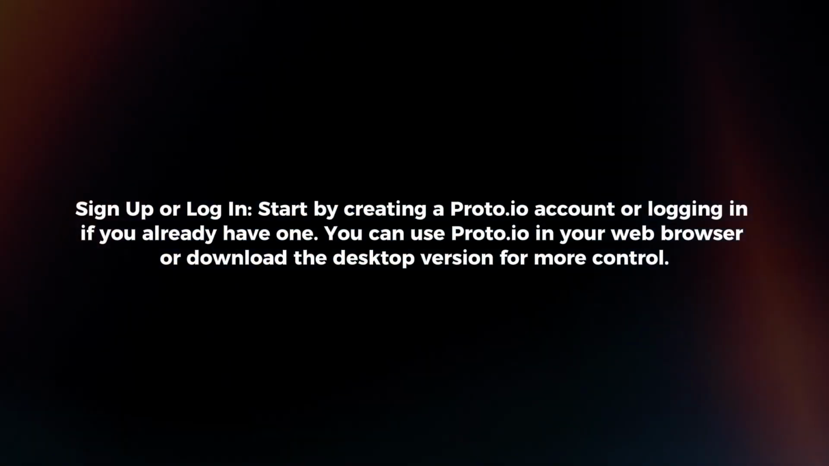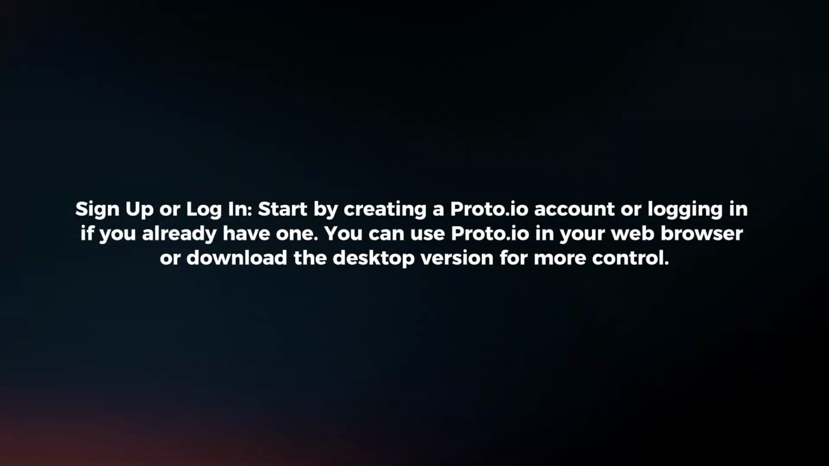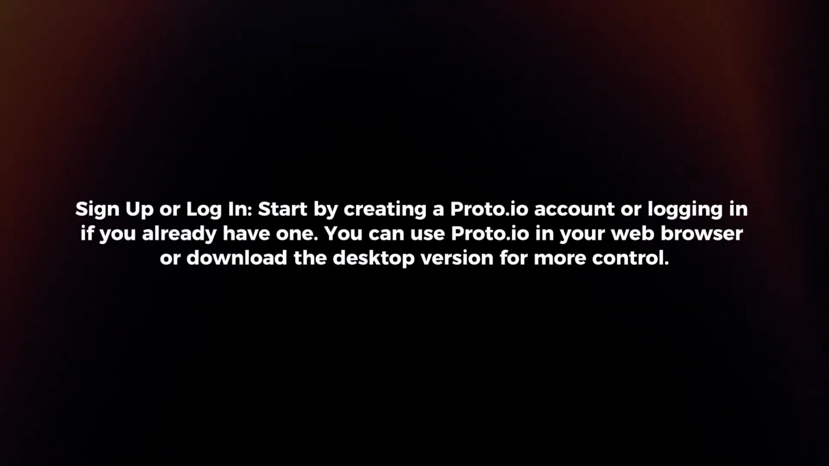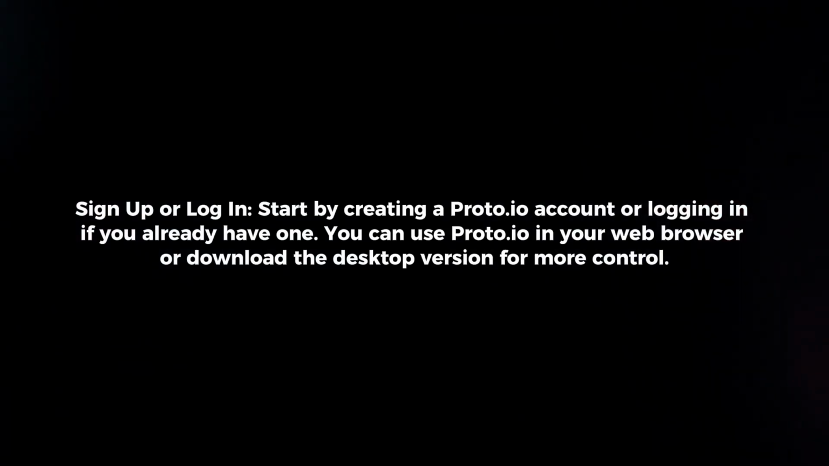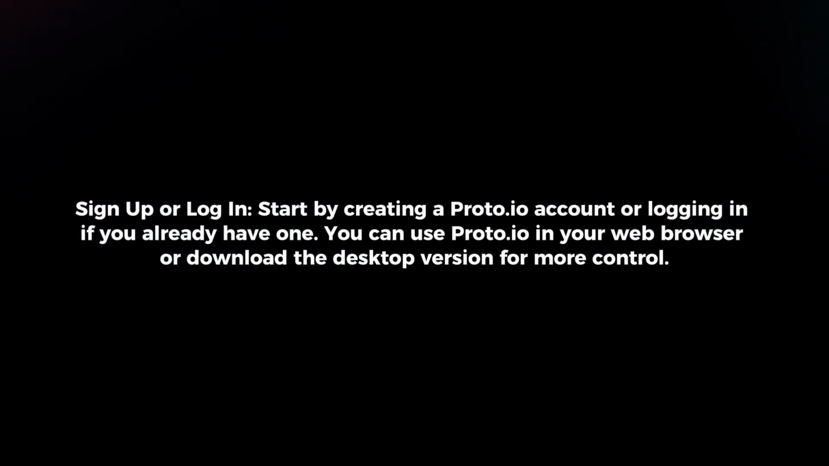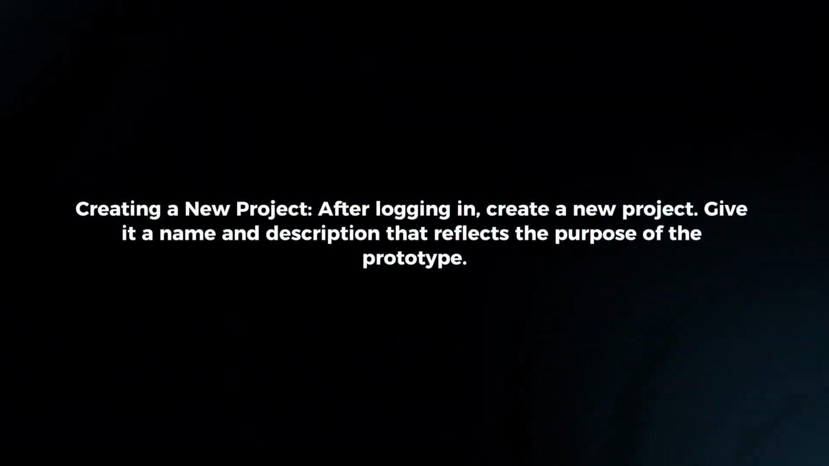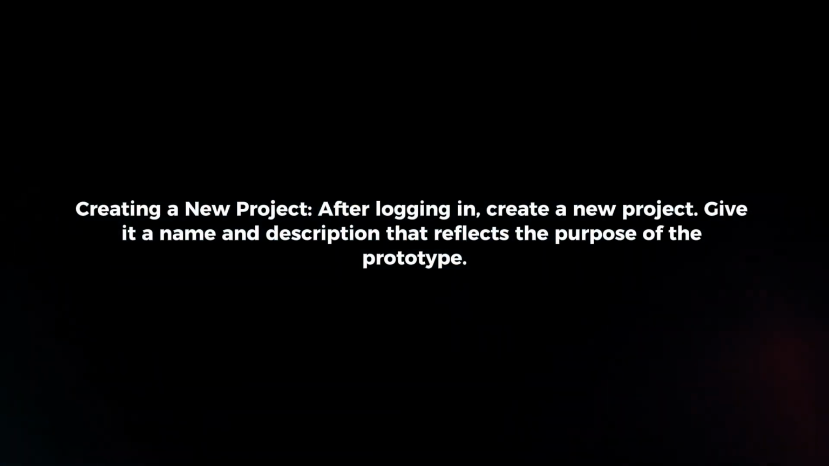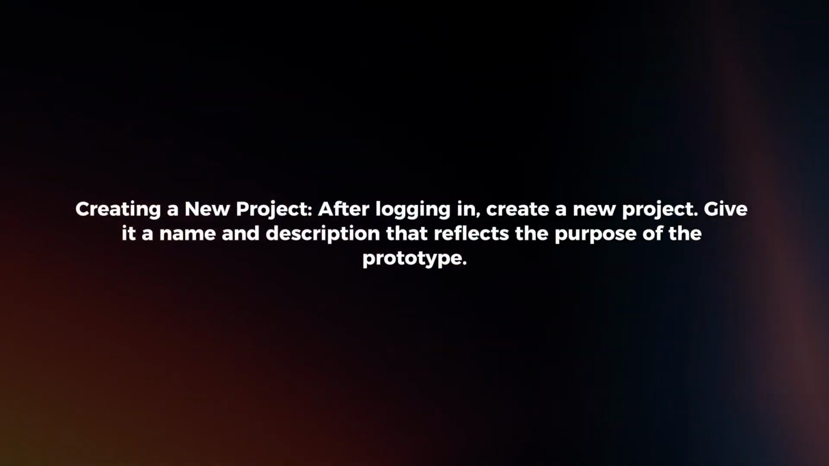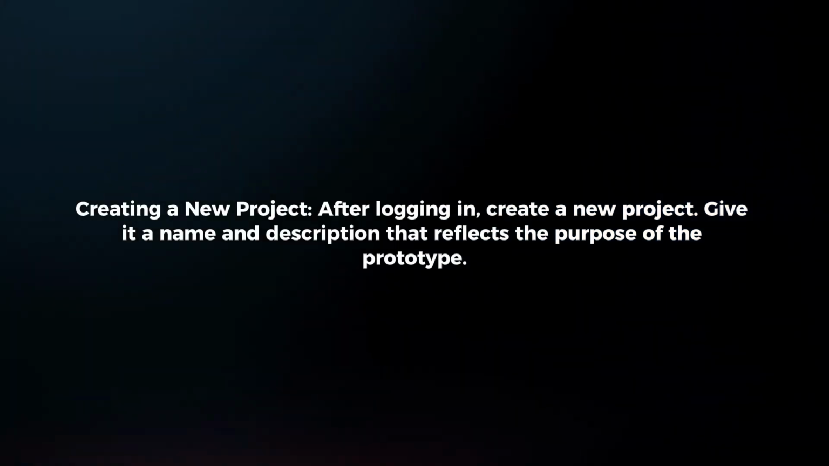Sign up or log in. Start by creating a Proto.io account or logging in if you already have one. You can use Proto.io in your web browser or download the desktop version for more control. Creating a new project. After logging in, create a new project. Give it a name and description that reflects the purpose of the prototype.